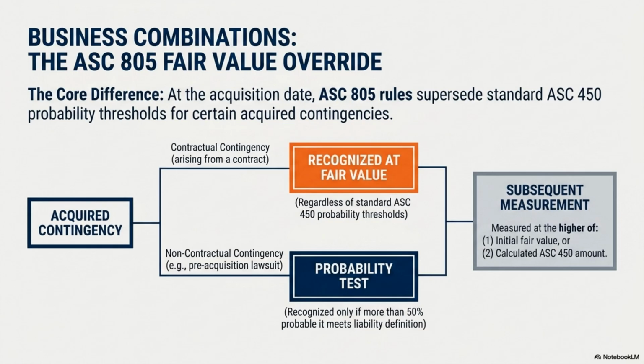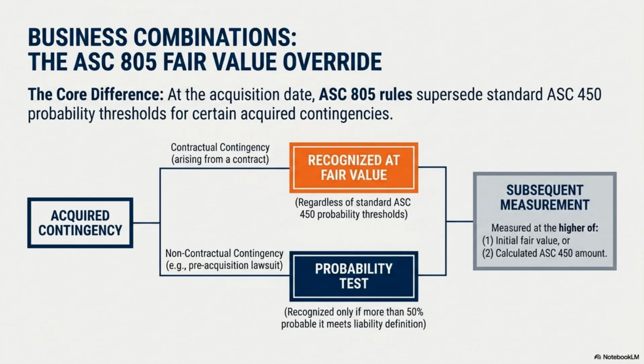Here is where it gets interesting, and where people get into trouble if they apply standard ASC 450 rules without recognizing the exception. In a business combination, the normal probability and estimability thresholds do not fully apply at the acquisition date. ASC 805 takes over, and the treatment depends on whether the contingency is contractual or non-contractual. For contractual contingencies, those that arise from a contract, you recognize them at fair value on the acquisition date regardless of whether a loss is probable or estimable under ASC 450 standards. Fair value measurement replaces those tests entirely.